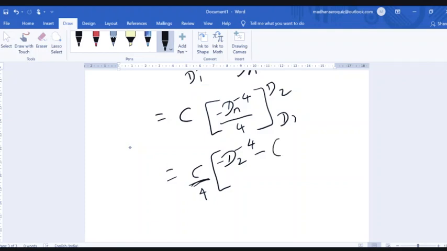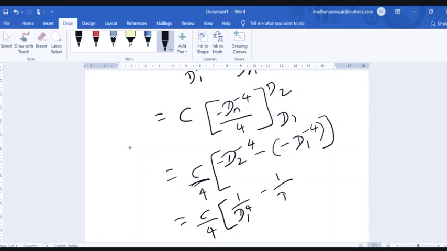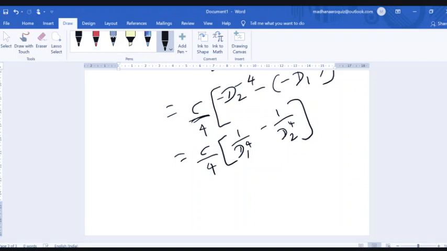Next thing, minus of minus d1 power minus 4, and then our final step is going to end now. So here minus into minus is plus, so it is 1 by d1 power 4 minus 1 by d2 power 4, since an exponent which is carrying a negative sign will be written in reciprocal form. So finally we have this delta P equation.